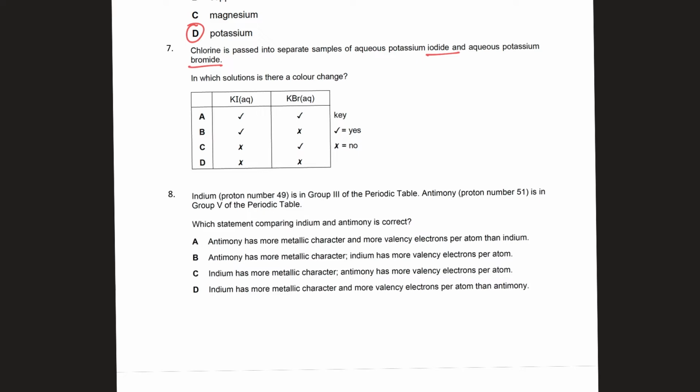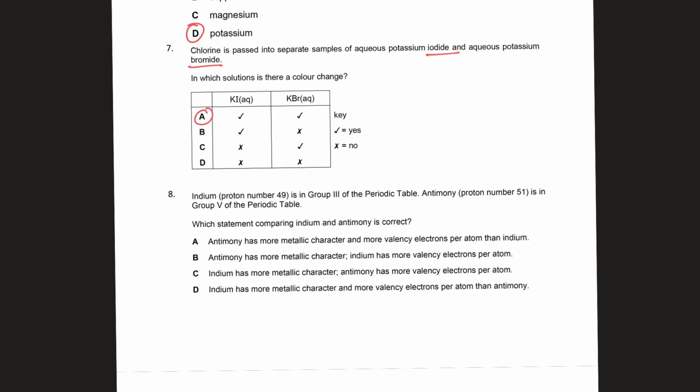So let's see in which solution there is a color change. Actually, in both of them there will be a color change, because a color change indicates that there is an element that is colored, and all halogens are colored. Iodine is going to come out because it is aqueous. Iodine is going to give us a brown solution, and bromine is going to give us a red-brown solution. So we are going to see a color change in both of them.